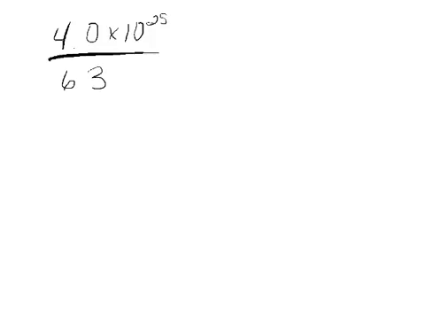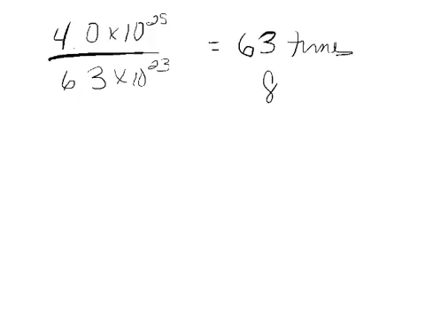Compare the energies. The 9.2 earthquake gave us an energy of 4.0 times 10 to the 25th, over the one we just finished, 6.3 times 10 to the 23rd. That's 63 times greater. Our answer. That's all we got for today.